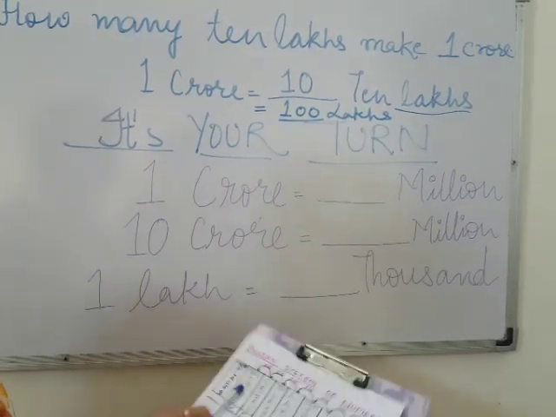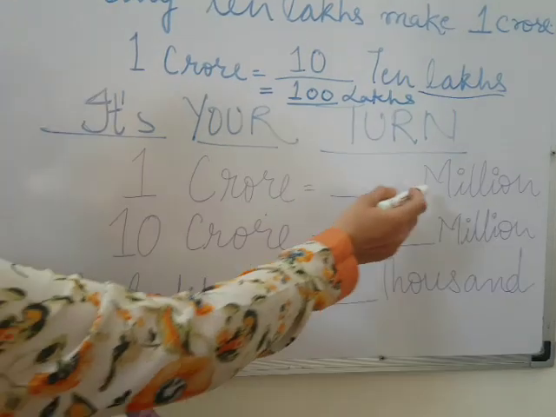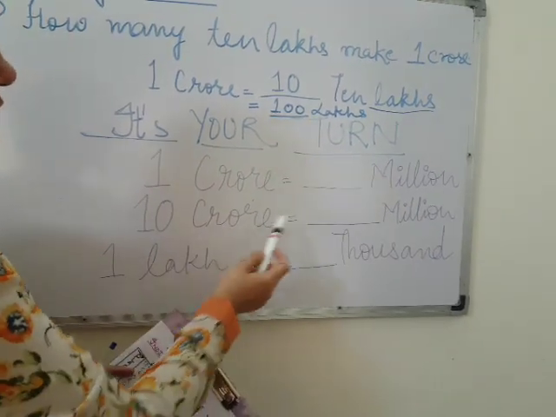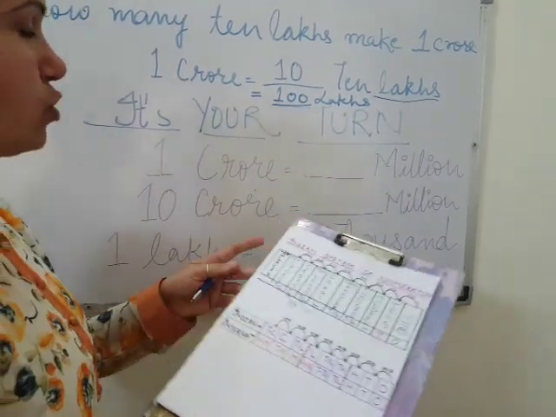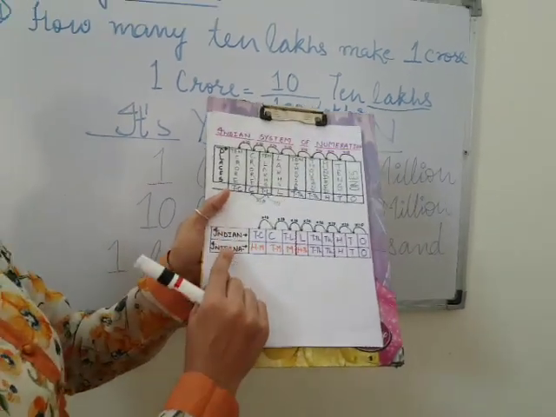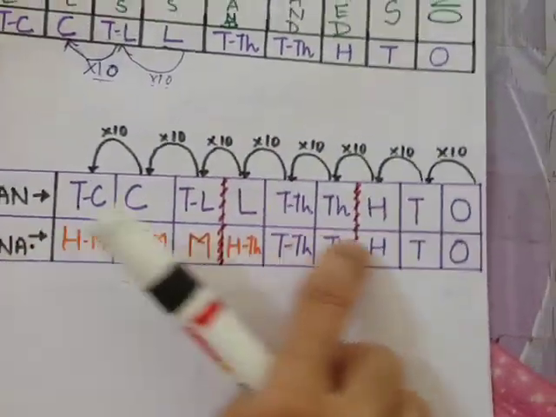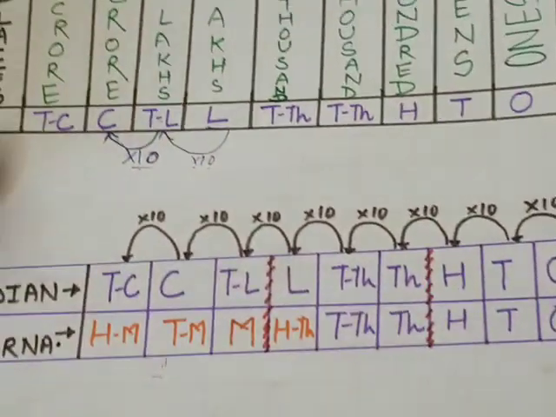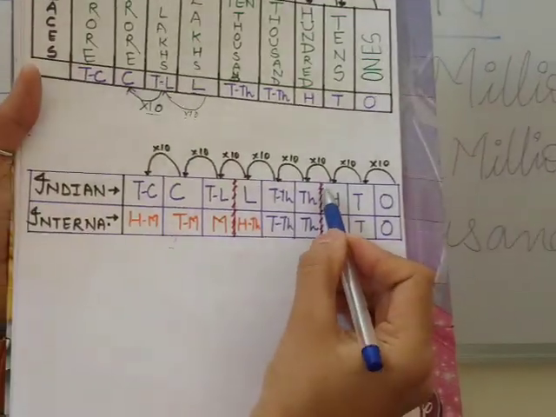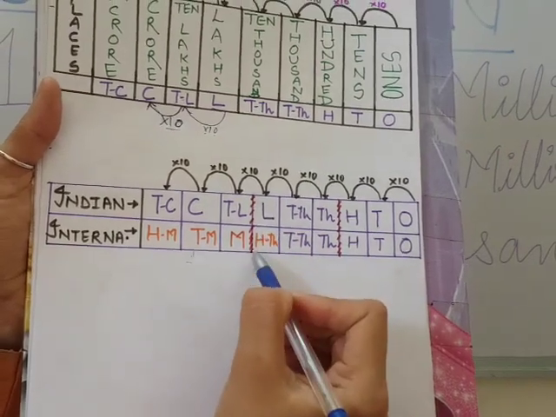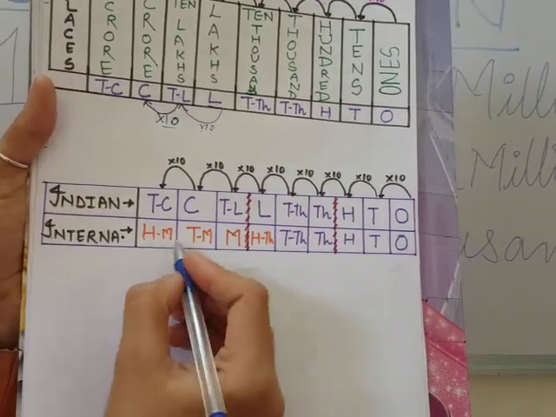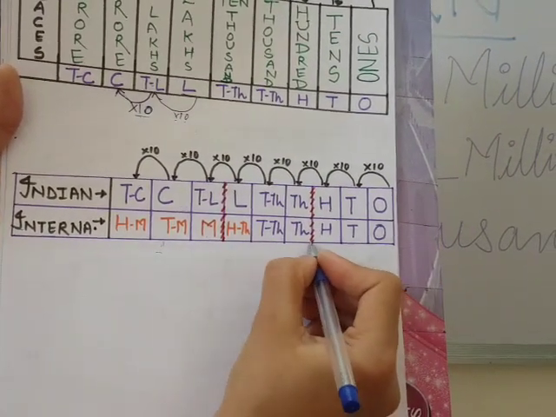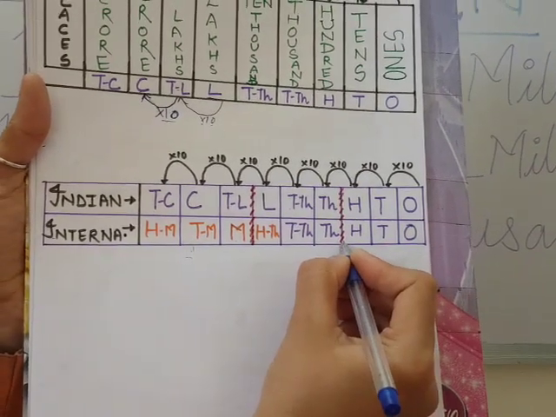Now it's your turn children: 1 crore equals how many million? 10 crore equals how many million? For this we need to consider the Indian and international place value charts. This is the Indian place value chart and this is the international place value chart. In this you can see these red lines for the international system, where we put commas.